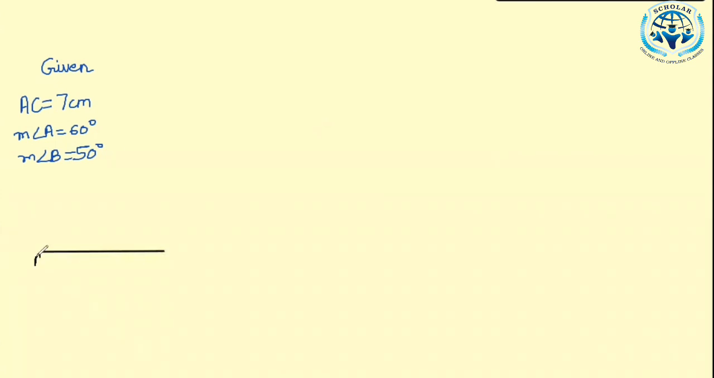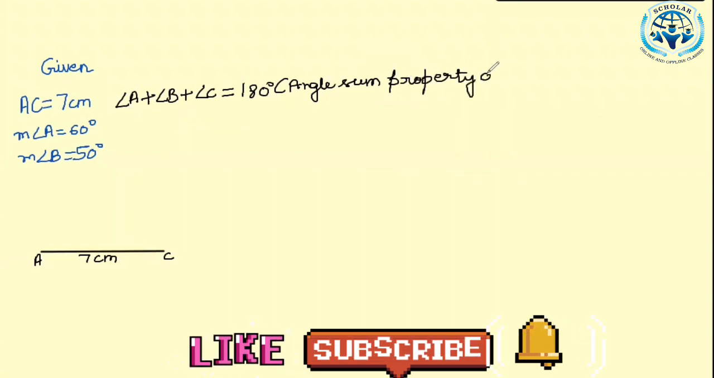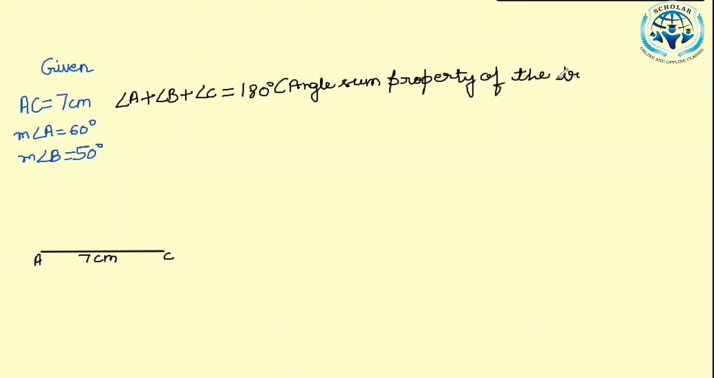So what will we do? We will construct the triangle. First of all, we draw a line of 7 centimeter. And we will calculate the angle C using the angle sum property. Angle A, angle B and angle C. The sum of all the 3 angles is equal to 180 degree according to the angle sum property of the triangle. So we know angle A and angle B. So we will calculate angle C.